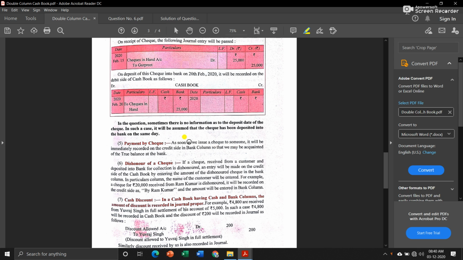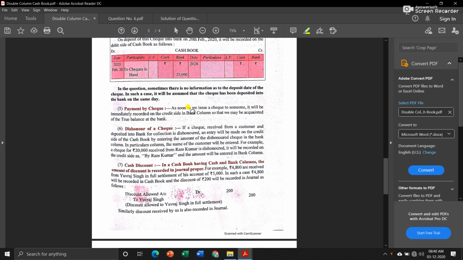Now there are some points that you can read by yourself: payment by check, dishonor of check, cash discount. So let us see what is meant by payment by check. As soon as we issue a check to someone, it will be immediately recorded on the credit side in the bank column. So when we issue a check to someone, we will record it on the credit side in the bank column.